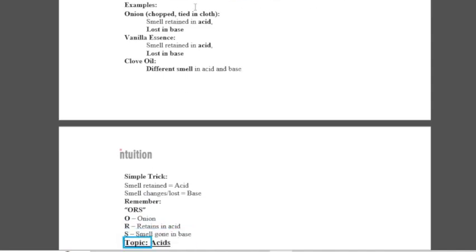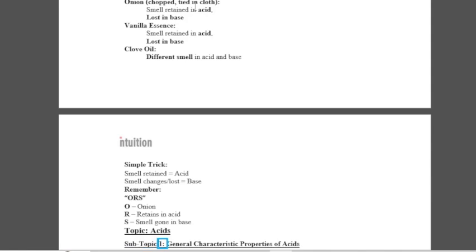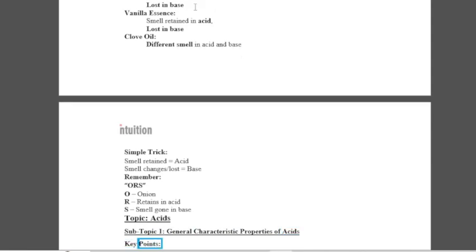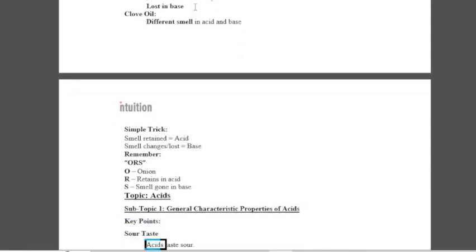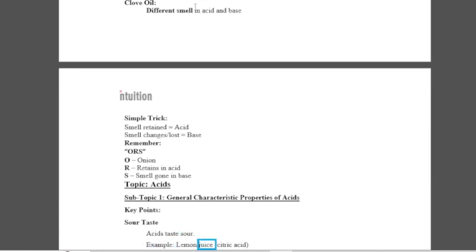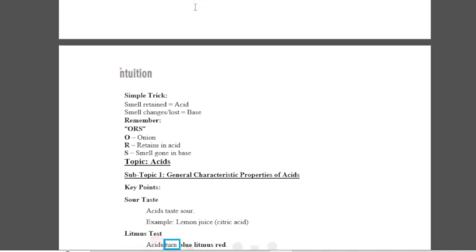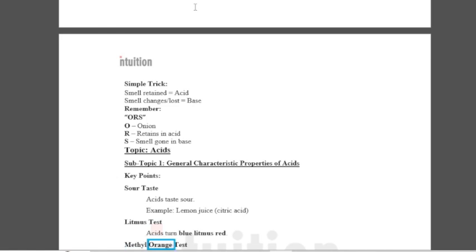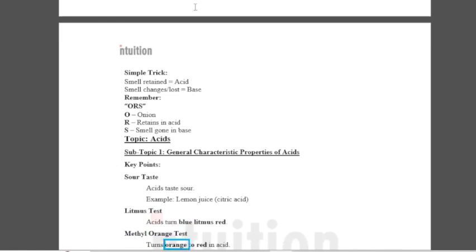Topic: Acids. Subtopic 1: General characteristic properties of acids. Key points: sour taste. Acids taste sour. Example: lemon juice, citric acid. Litmus test: acids turn blue litmus red. Methyl orange test: turns orange to red in acid.